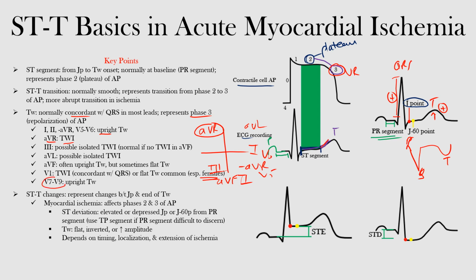In the posterior leads, V7 through V9, you'll see upright T waves. So these are all normal changes that you can expect to see with our T waves.